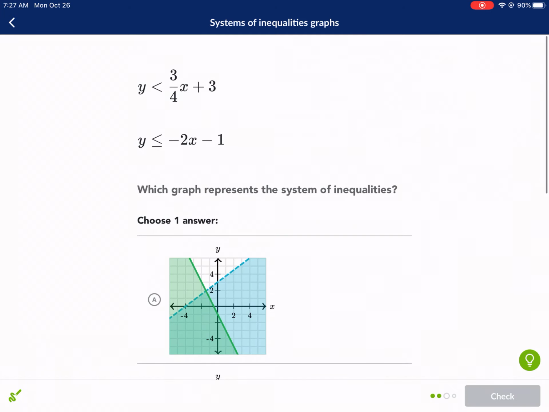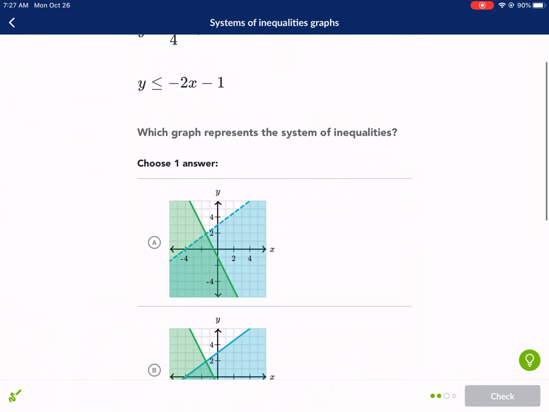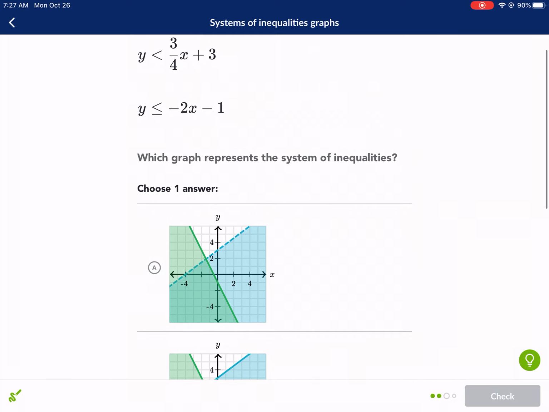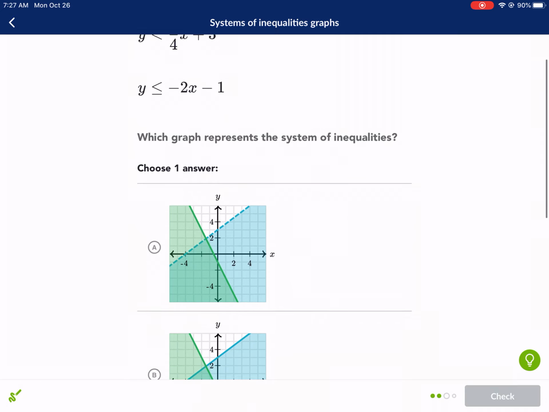Next question. Okay, so we have one solid, one dotted. I'm guessing this one is the green, so we have solid, and this one is dotted. And both are below. Okay, so we're going to look for that. So one solid, that's the -1 intercept. One dotted, that's the blue one.